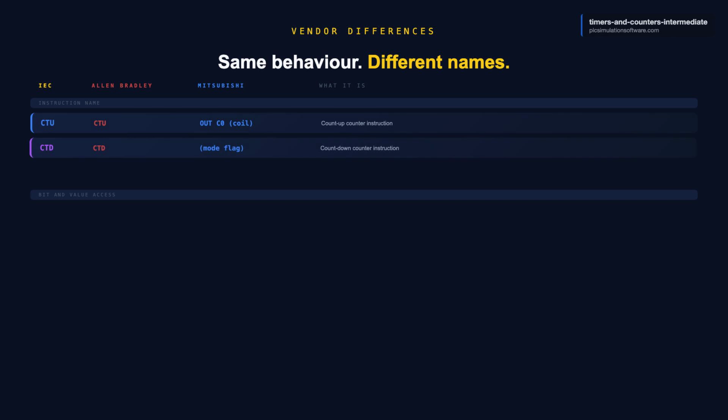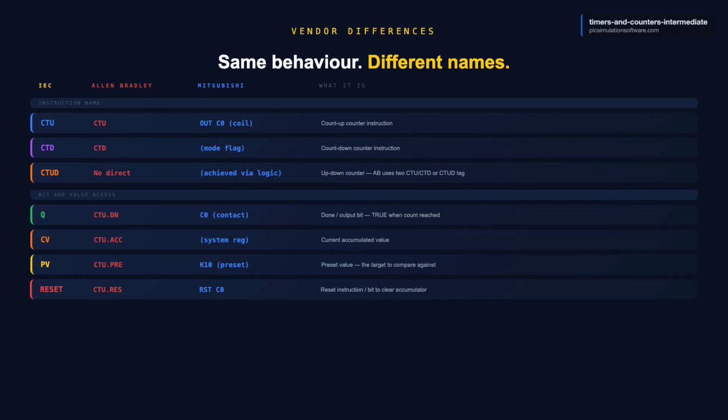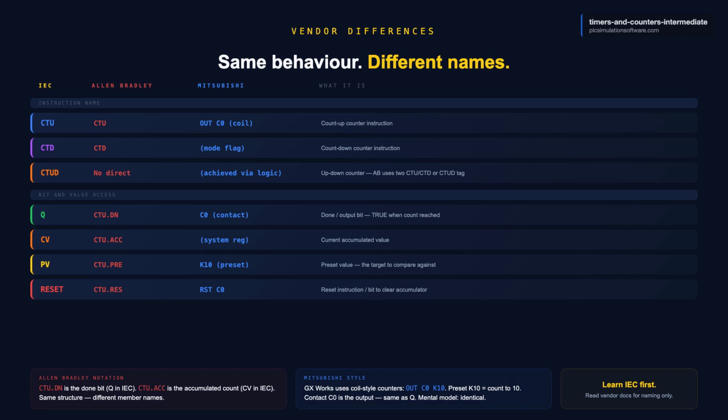Vendor differences to be aware of when moving between environments. The IEC standard defines outputs as Q and the current value as CV. Allen Bradley RSLogix 500 and Studio 5000 use CTU.dn as the done bit. CTU.acc is the accumulated value. CTU.pre is the preset. The names differ. The behavior is identical. Mitsubishi GX Works historically used a coil-style counter where the counter coil acts as the CU pin and a separate contact reads the output. The mental model is the same. Just look up which pin or bit on which vendor maps to the IEC concept. Counters are not a place where vendors invent new behavior.